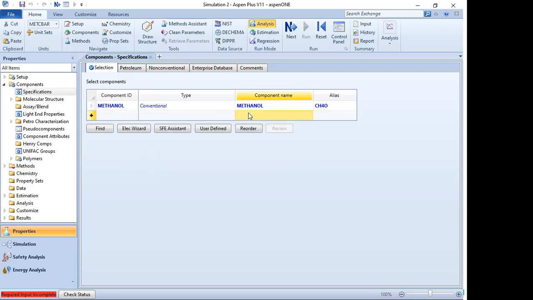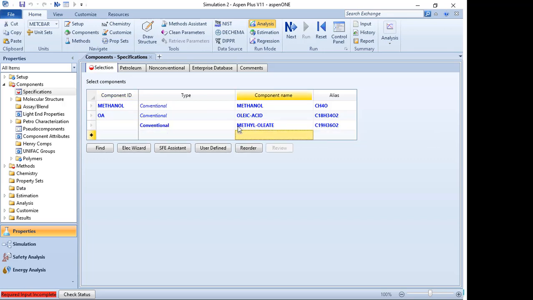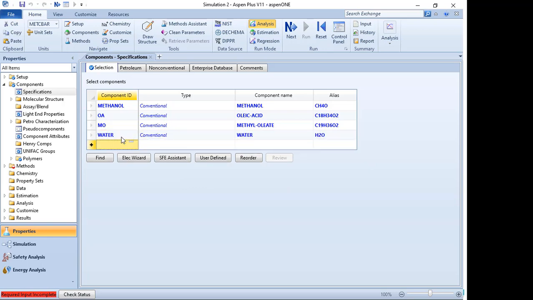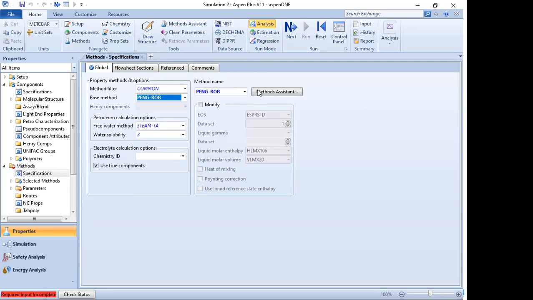Here I think we can write it as oleic acid. Okay, I put in OA, and then methyl oleate, which I name MO, and the last one, water. Okay, we have water here. Click next, and the property method is Peng-Robinson.